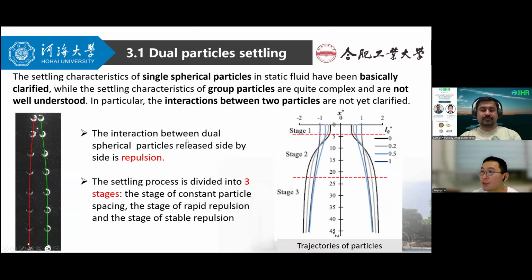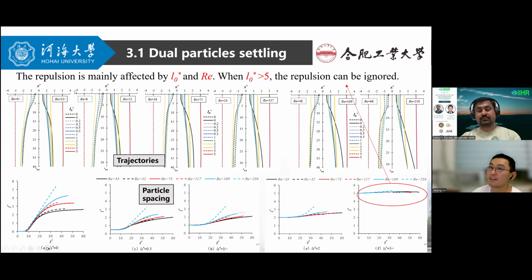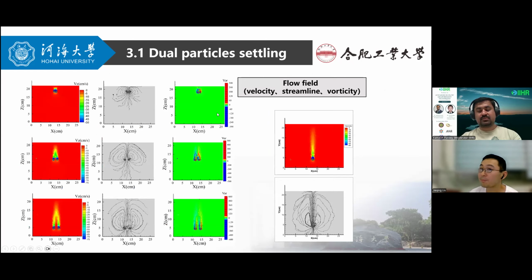The interaction between two spherical particles released side by side is repulsion, and the settling process can be divided into 3 stages: the stage of constant particle spacing, the stage of rapid repulsion, and the stage of stable repulsion. The repulsion is mainly affected by initial spacing and Reynolds numbers. And when initial spacing is larger than 5 particle sizes, the repulsion can be ignored. This is the flow field around the dual particles.